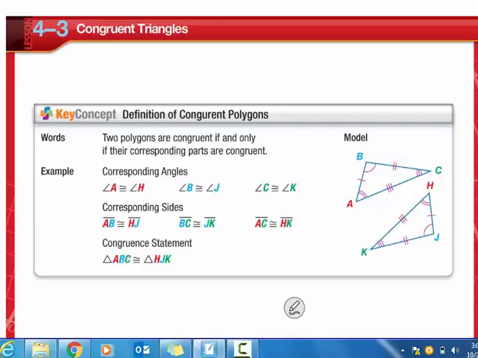And then you have corresponding sides. Segment AB is congruent to segment HJ, segment BC is congruent to segment JK, and segment CA is congruent to segment KH. So because of that, I can say that triangle ABC is congruent to triangle HJK. I've said that the corresponding angles are congruent to each other as well as the corresponding sides. Those are the corresponding parts.